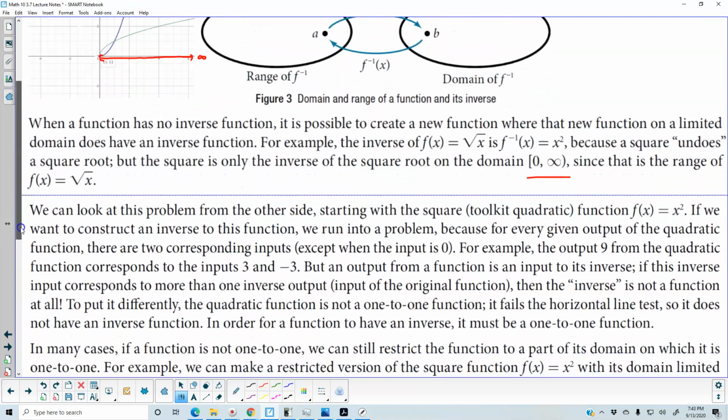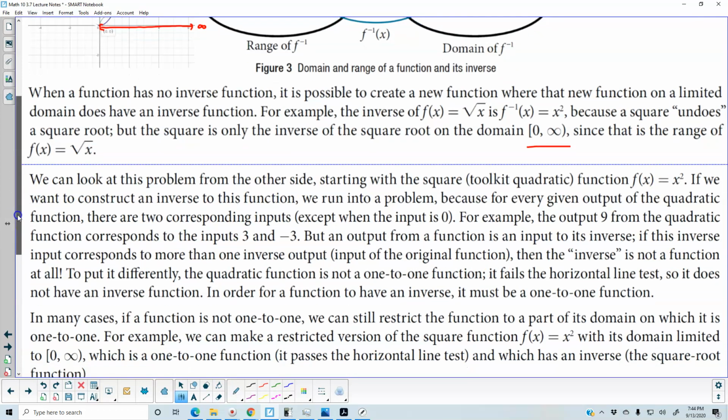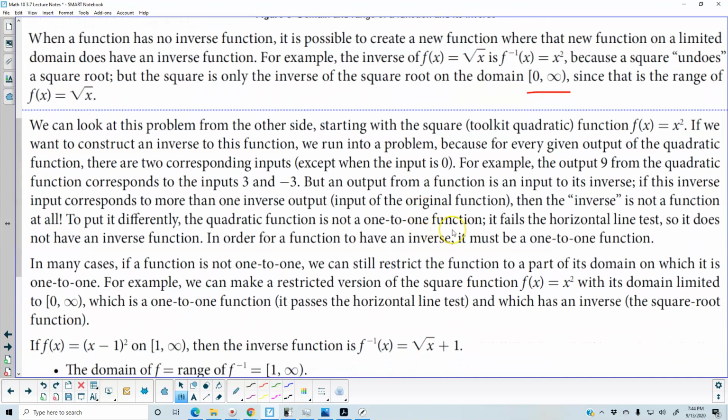Now, we can look at this problem from the other side, starting with the toolkit quadratic function, f of x equals x squared, if we want to construct an inverse to this function. We run into a problem because for every given output of the quadratic function, there are 2 corresponding inputs, except when the input is 0. So for example, the output 9 from the quadratic function corresponds to the inputs 3 and negative 3. But an output from a function is an input to its inverse. If this inverse input corresponds to more than one inverse output of the original function, then the inverse is not a function at all. So to put it differently, the quadratic function is not a one-to-one function.